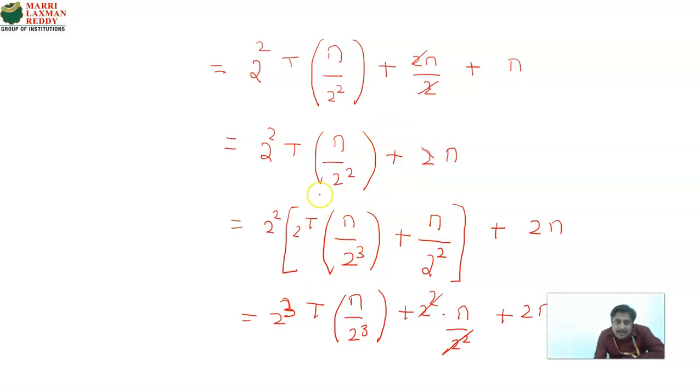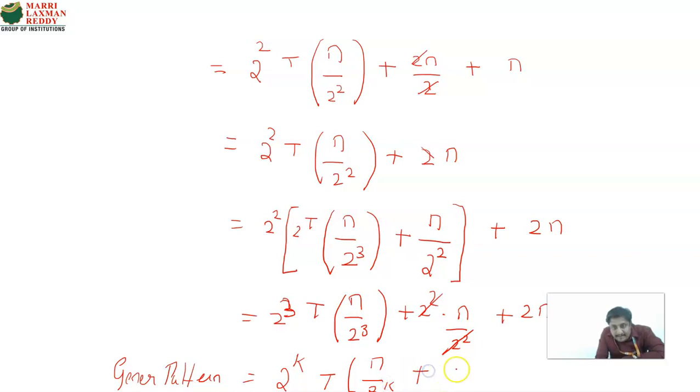Whatever I replace with the given value, finally the general pattern will look like 2 to the power of k into T of n/2 to the power of k, plus k times n.